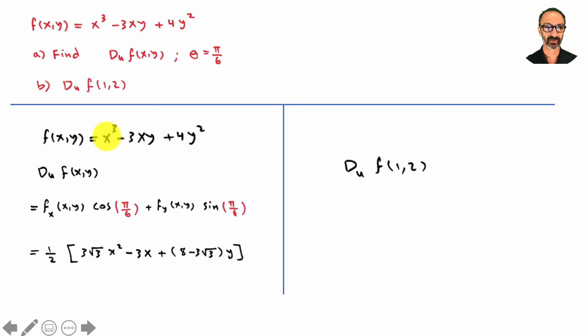That first term is going to be 0, that's going to be minus 3x, and that's going to be 8y. You can see the 8 right here, and you can see the y. Now to plug in (1, 2), all you need is to plug in 1 for x and 2 for y, anywhere you have to, and that should do it. This is the final answer for the second part.